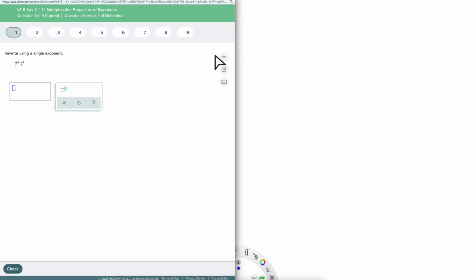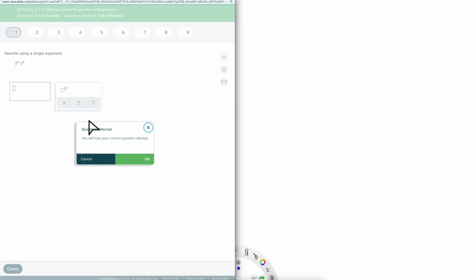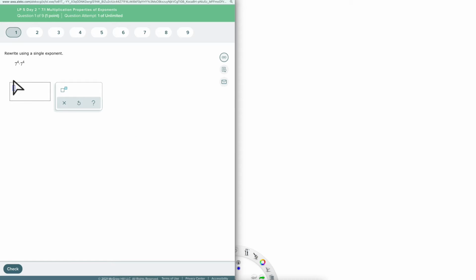So on the side here, we have 3 tools. We have explanation. This says you're going to lose your question attempt because it's going to give you the solution to this question. It's not going to give you the answer and then let you come and type it in. Sorry, that's not how this works. You'll have to come in on another attempt to get points for this question.